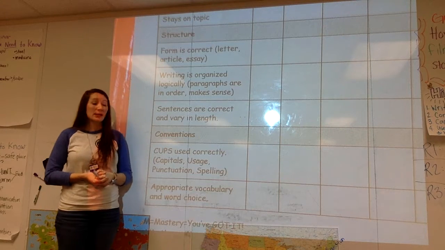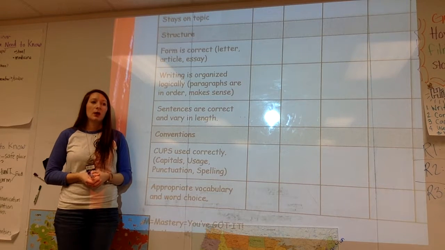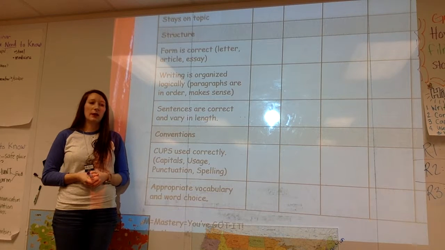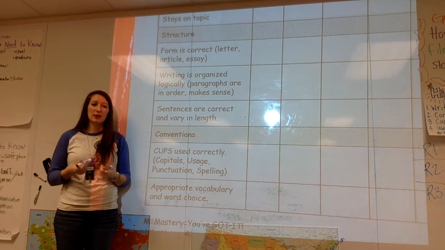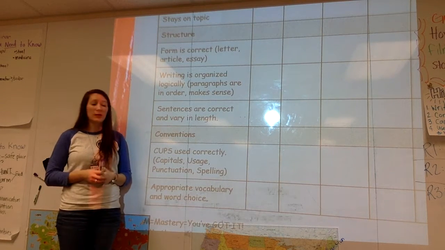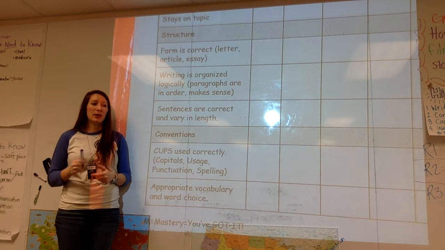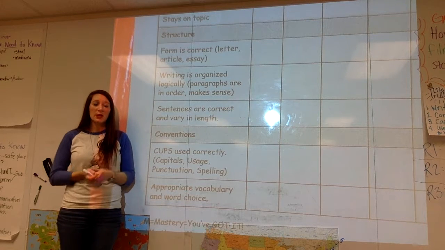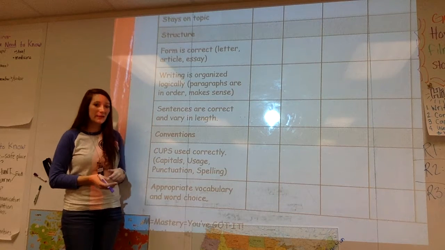And then finally, sentences are correct and they vary in length. This means that sentences don't all start the same way. One thing you can learn about Gatorade is... One thing you can also learn about Gatorade is... So make sure that your sentences have some variation, and that's one thing that I'll be conferring with students about on this next check-in point, is thinking about ways to restructure your sentences so they're a little bit more interesting for the reader. Next is writing conventions.